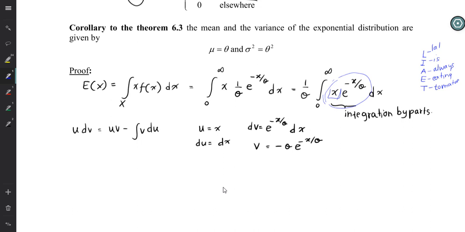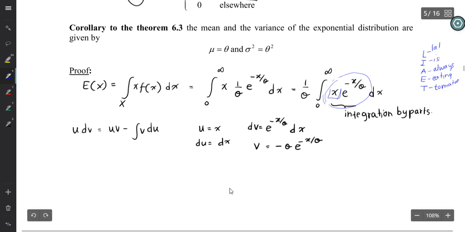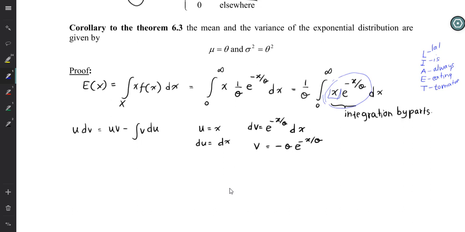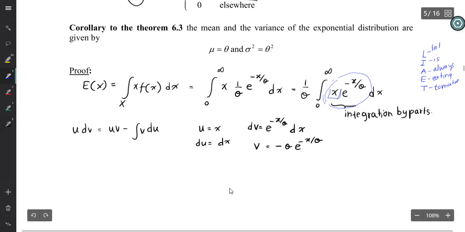So if you can remember this, Lal is always eating tomatoes, you know how to find u. Okay, you go over this in order. If there's a log one, that will be u. If not, you check whether there's an inverse trig. If not, you go for algebraic. If not, you should check for exponential. If not, the last one is the trig. Okay, so that is how you figure out what is u and what is dv. This is one way.